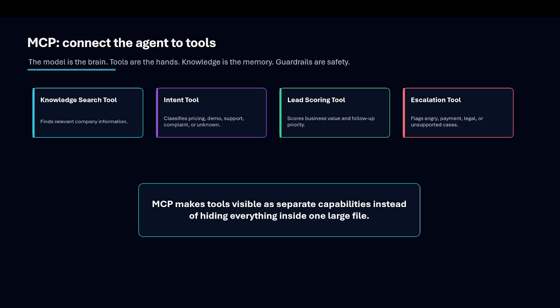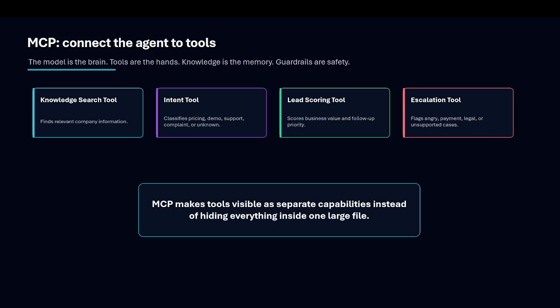Now we need to talk about safety. A business agent should not do everything automatically. If a customer is angry, payment-related, legal-related, or asking for something unsupported, the agent should escalate. Escalation is not a weakness. Escalation is a good design decision.